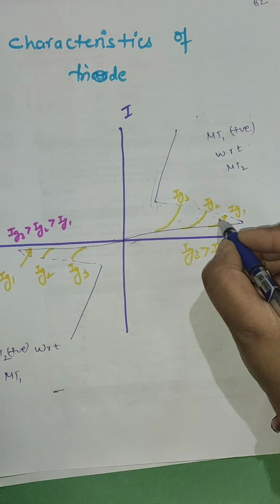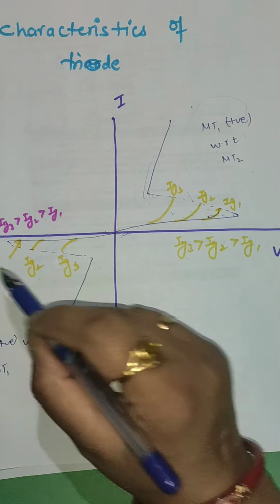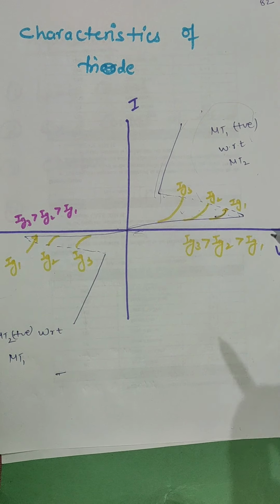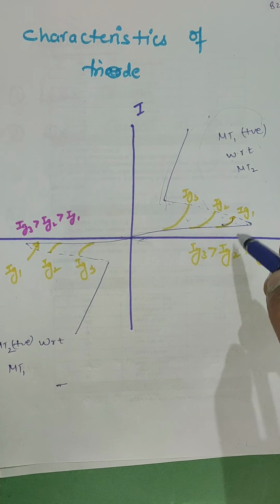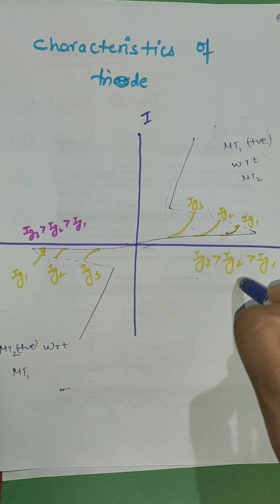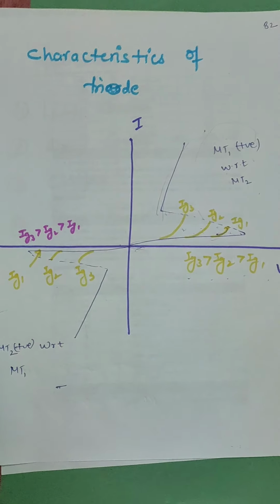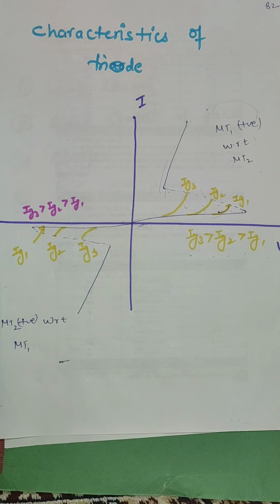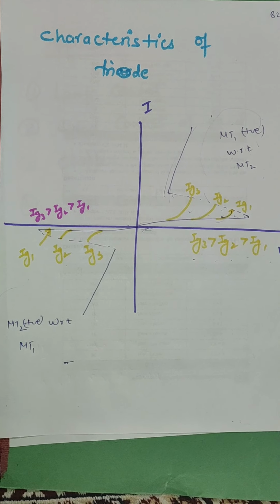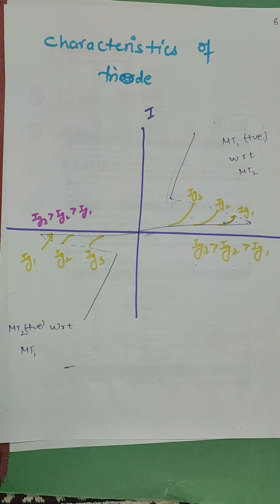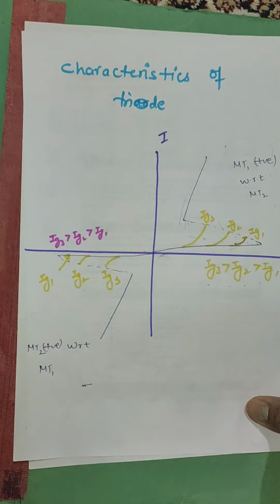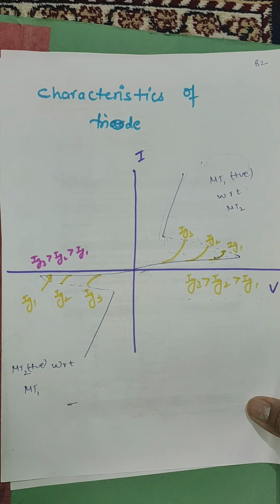So the gate terminal is just like in an SCR. I will share the link in the description box for the SCR characteristics. According to that SCR, Ig3 is greater than Ig2, which is greater than Ig1. You can see there how the gate terminal works. So this is the characteristics of the triac.